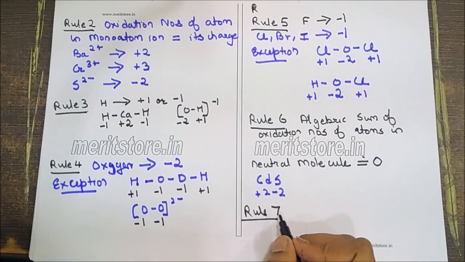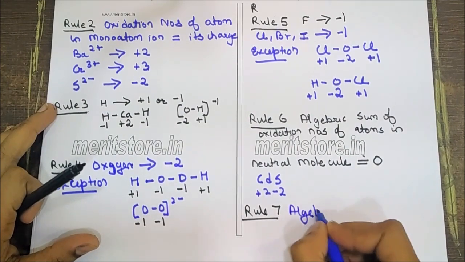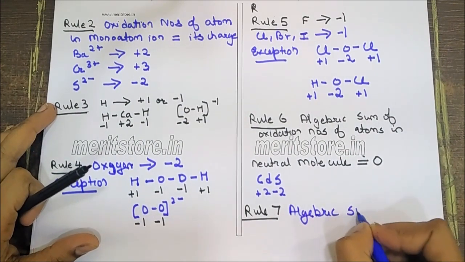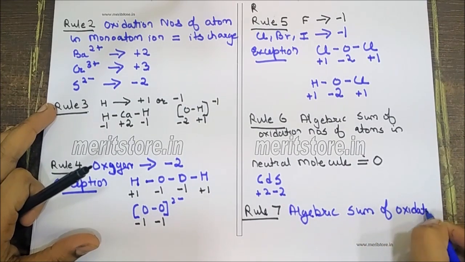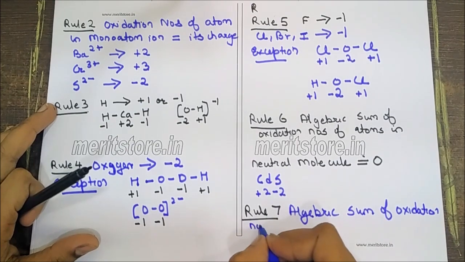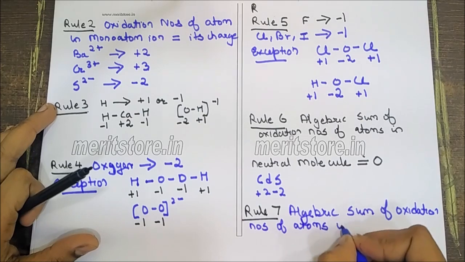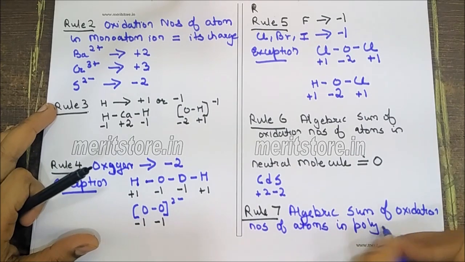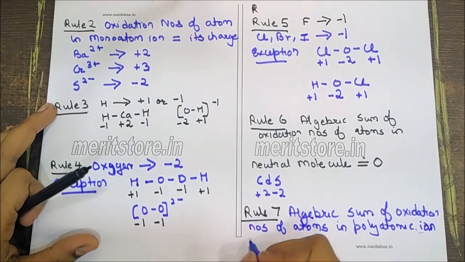Okay. Next rule says that the algebraic sum of oxidation numbers of atoms in a polyatomic ion would be equal to the charge carried by it.